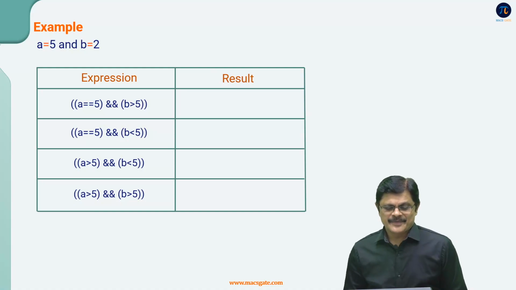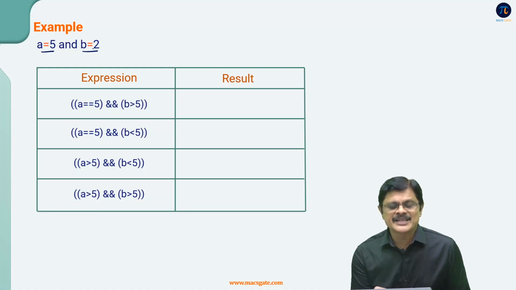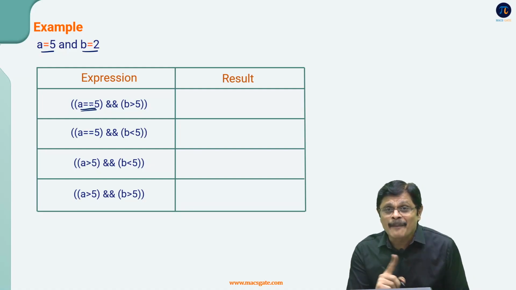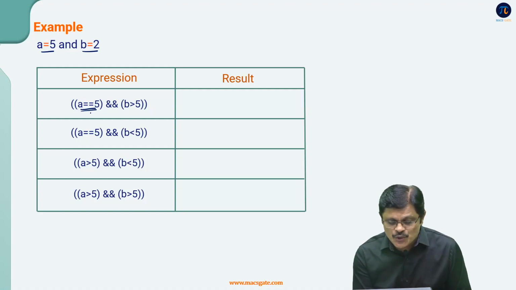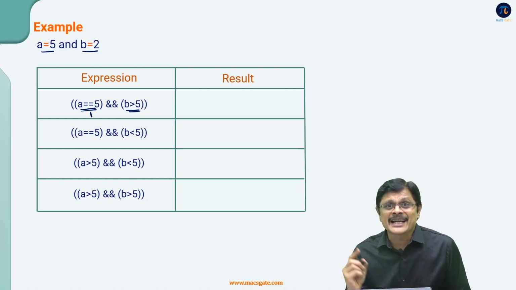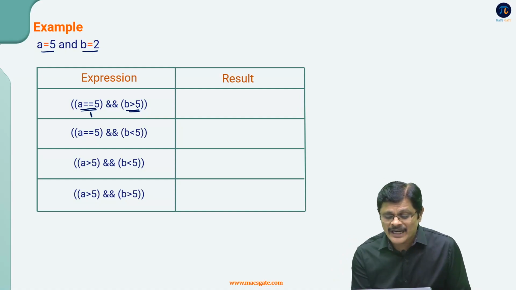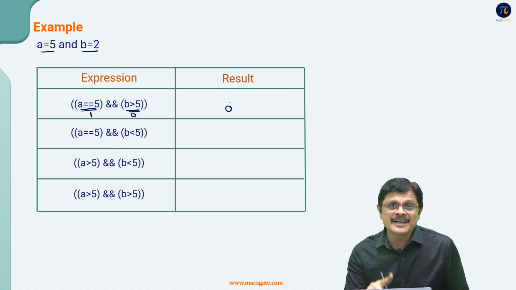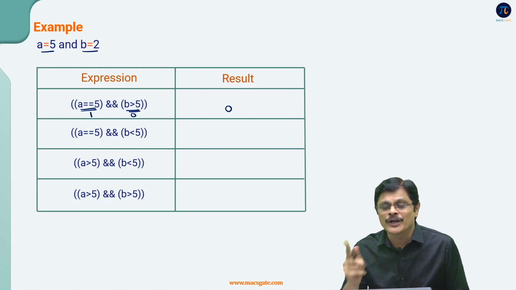Now, look at this. Here A is 5 and B is 2. Now, I am considering this expression A is equal to 5. Double equal to means I am comparing A with 5. So, it is true. So, once it is true, it will verify the second condition. B, that is 2 greater than 5. 2 greater than 5 is false, 0. Now, 1 and 0, 0. If any one is 0, it is 0. If both are true, then only it is true.